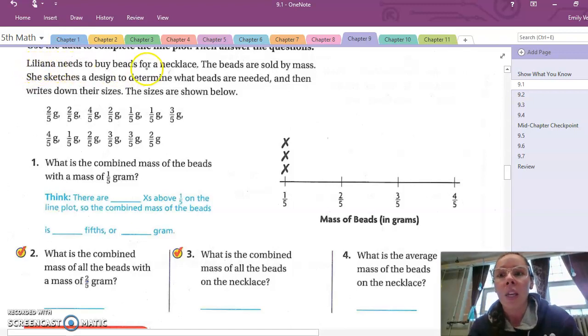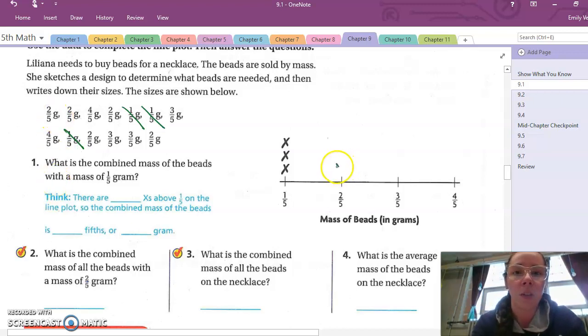Liliana needs to buy beads for a necklace. The beads are sold by mass, which is how much is in it. She sketches a design to determine what beads are needed and then writes down their sizes, and the sizes are shown below. So here's our data set. Complete the line plot, figure out the questions. So the first thing we have to do is fill out this plot. They did 3/1/5 for us. I'm going to cross out 3/1/5 because they're already used up.